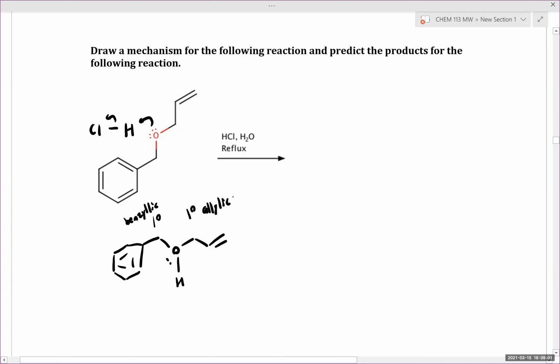And which site gives us the more stable carbocation? Which carbocation is more stable? Benzylic, exactly right. So our leaving group is going to leave, and we're going to generate a benzylic carbocation. It looks less stable than it is. This is a very stable carbocation.